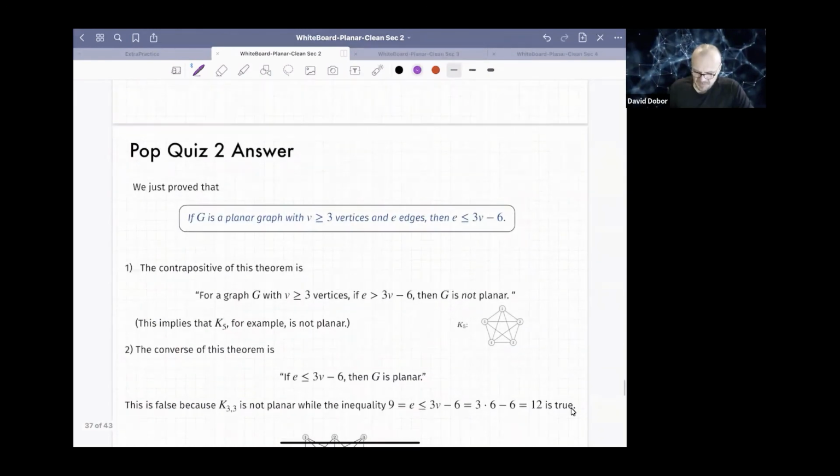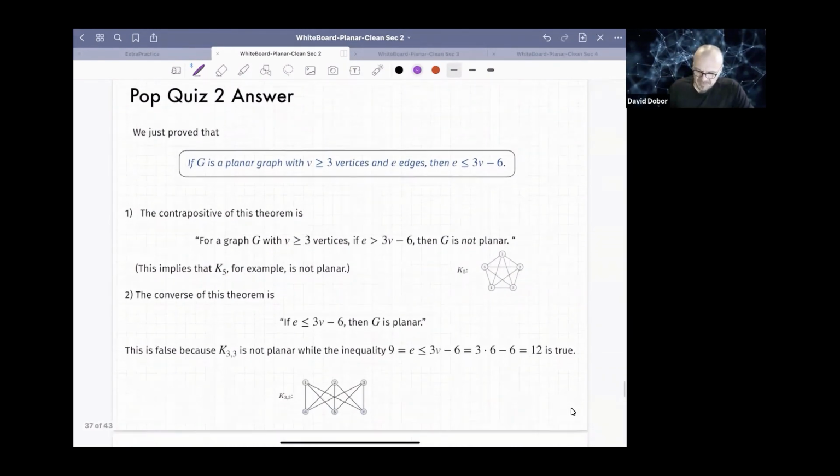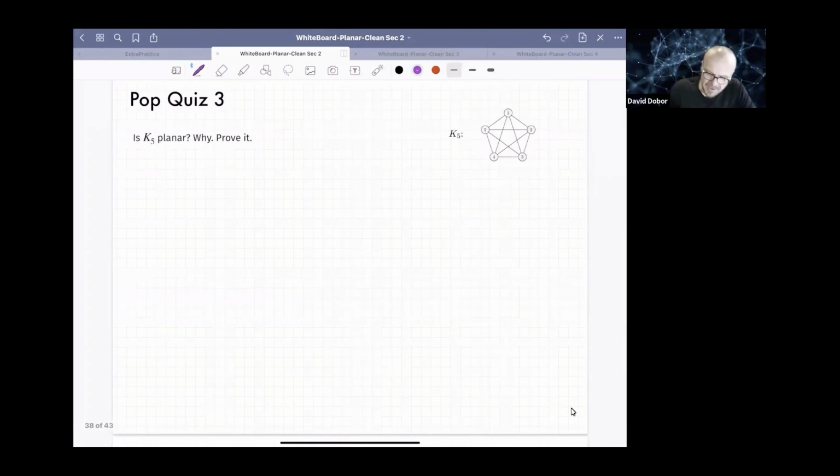Okay, so we'll just read. So can we prove, what should we prove? Is K5 planar? Let's prove this one.